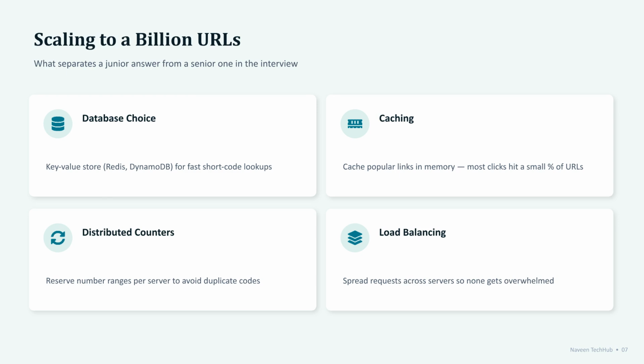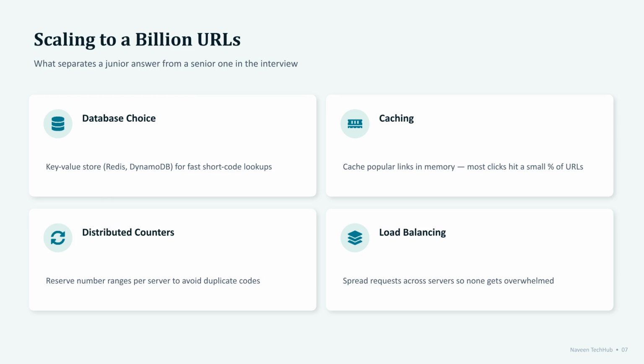Second, caching. In real systems, not all links get equal traffic. Some links may become very popular, like marketing campaigns, viral posts, or product launch links. So we can cache popular shortcode mappings in memory. For example, Redis can store frequently accessed links. This reduces database load and improves redirect speed.